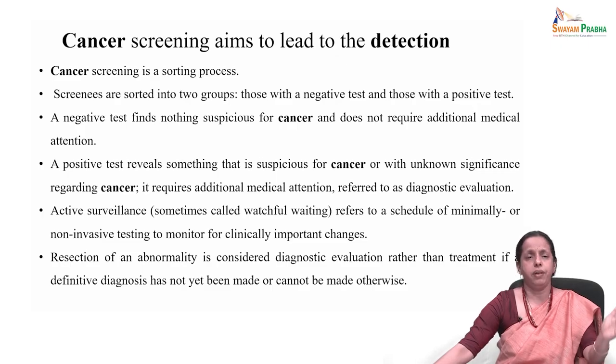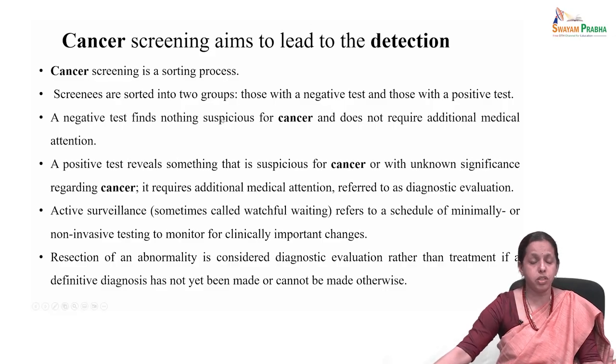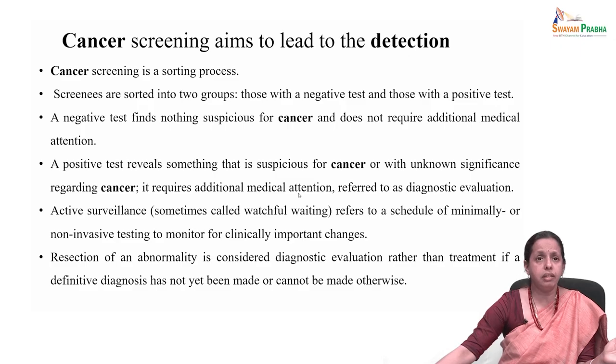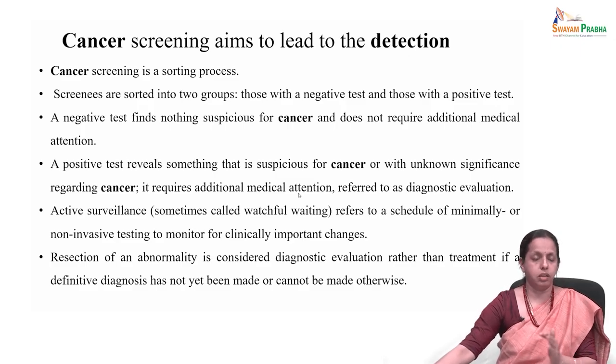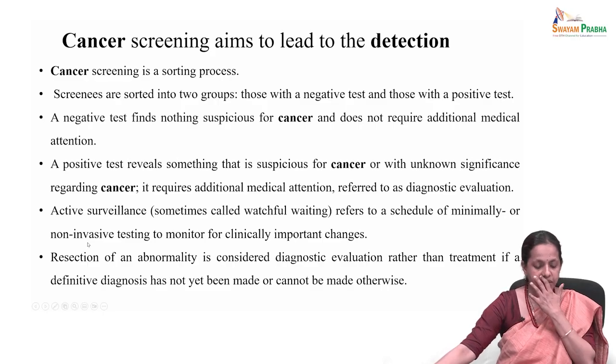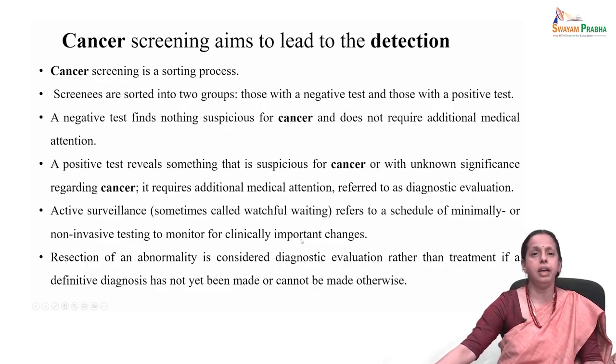For example, you have a mammogram. If a lady aged 40 or 45 plus is negative on the mammogram, then come back after 2 years for another mammogram. It is nothing to worry about. Whereas a positive test shows something suspicious for cancer, with unknown significance, and requires additional medical attention. They find a lump, or maybe a lymph node size increase, and it has to be monitored. Another very interesting term here is active surveillance, or watchful waiting. It is where you schedule minimally invasive or non-invasive testing to monitor for clinically important changes.